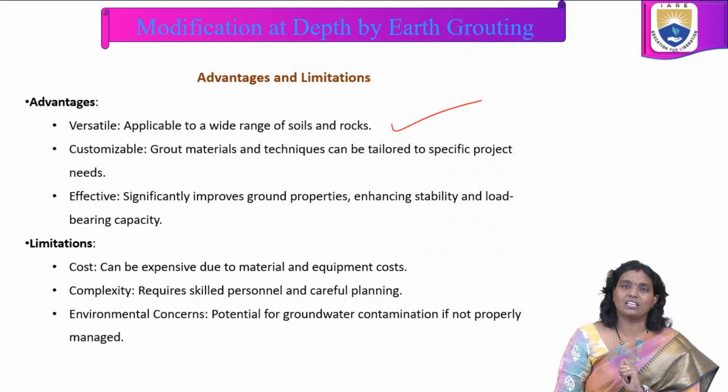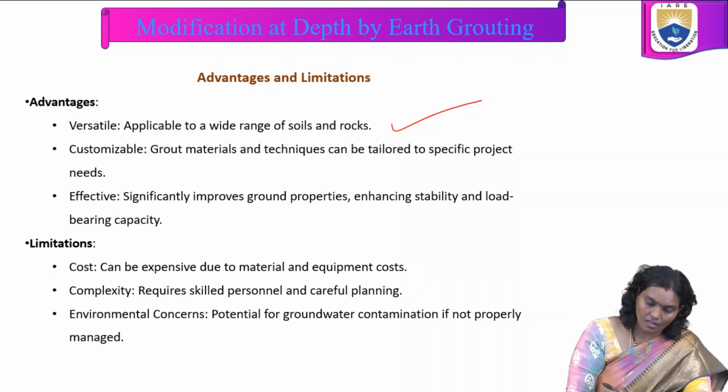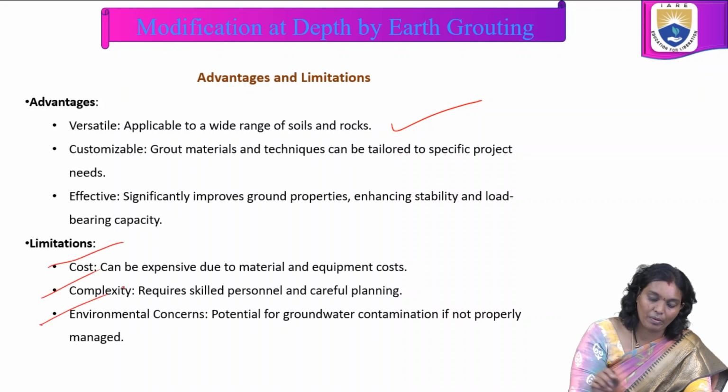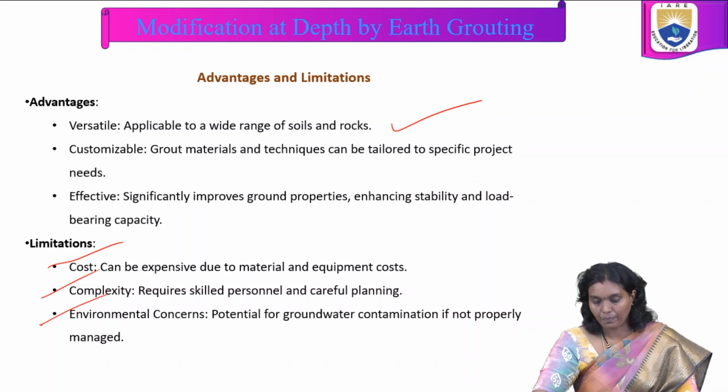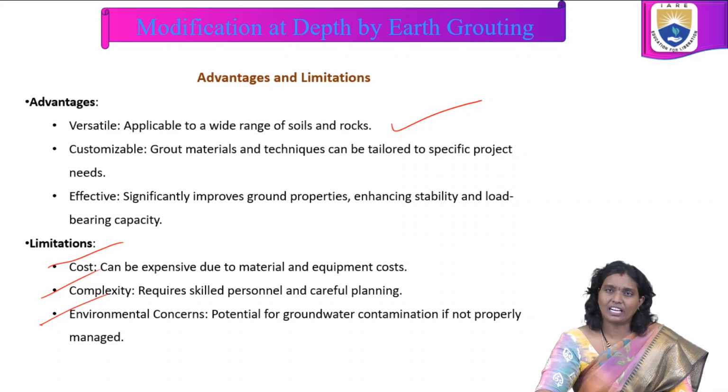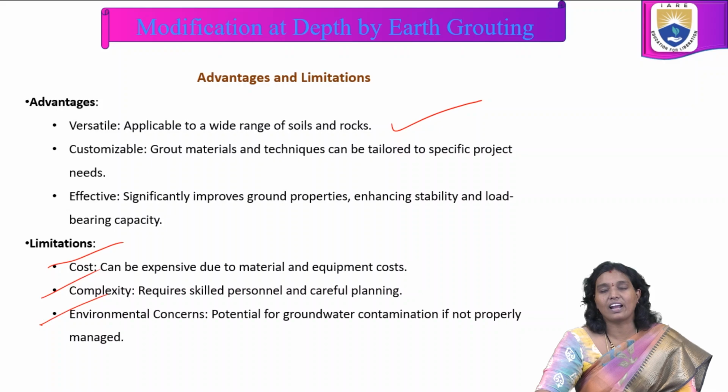Coming to the limitations: cost, complexity and environmental concerns. It can be expensive due to material and equipment costs. Complexity requires skilled persons and careful planning. Environmental concerns: potential for groundwater contamination if not properly managed. These are some of the considerations we have to understand before doing earth grouting.